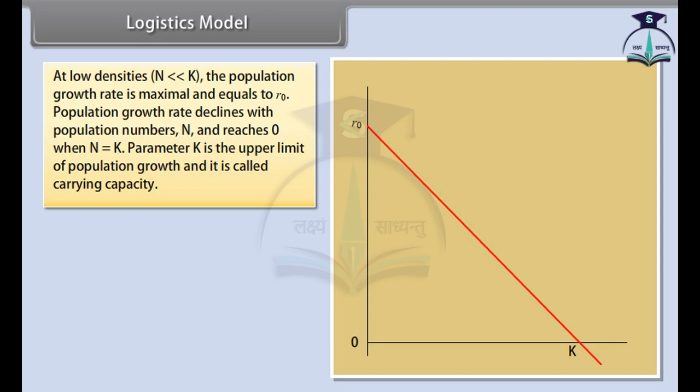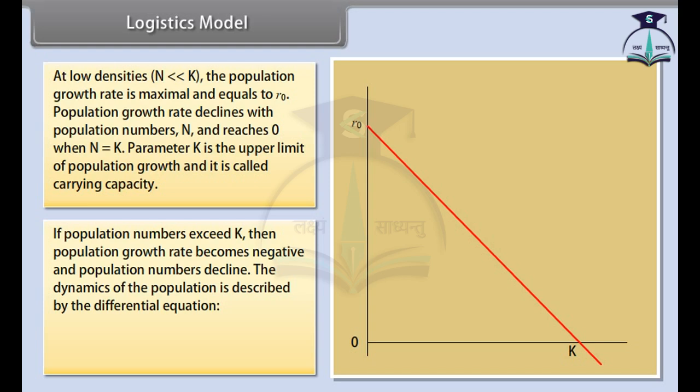Parameter K is the upper limit of population growth and it is called carrying capacity. If population numbers exceed K, then the population growth rate becomes negative and population numbers decline. The dynamics of the population is described by the differential equation dN by dt equals RN equals R0 N times 1 minus N by K.